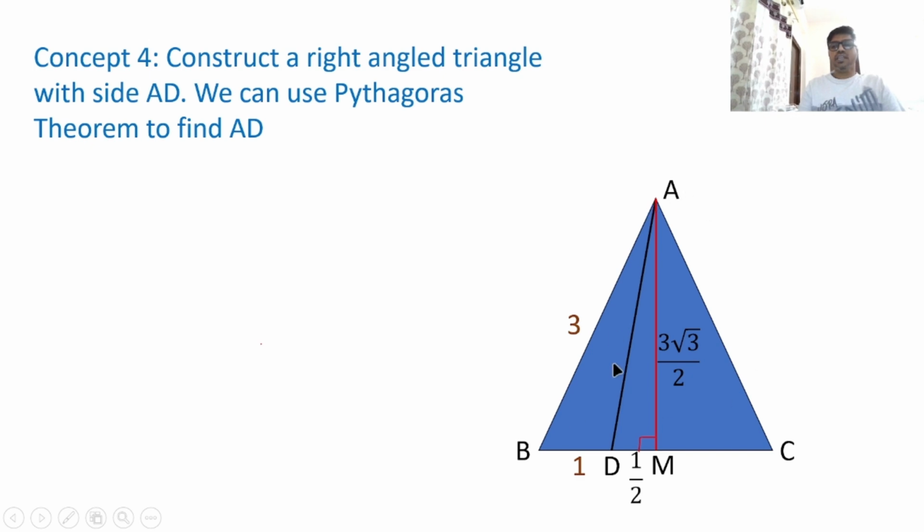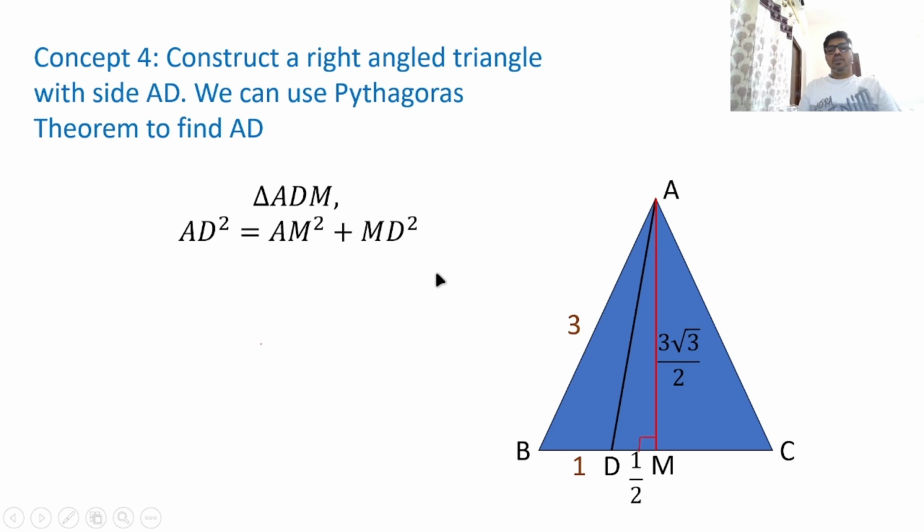We have this right angle triangle ADM. In that I want AD, which is the hypotenuse for this triangle because it is opposite to 90 degrees. In that DM is known to you and AM is also known to you. Simply use that Pythagoras theorem. AD square equals AM square plus MD square. So AM is 3 root 3 by 2. MD is 1 by 2. You substitute them. 3 root 3 by 2 whole squared plus 1 by 2 whole squared, and simplify it a little bit.